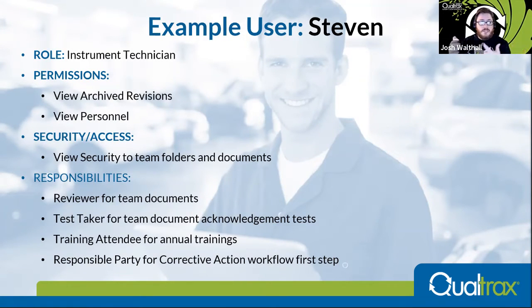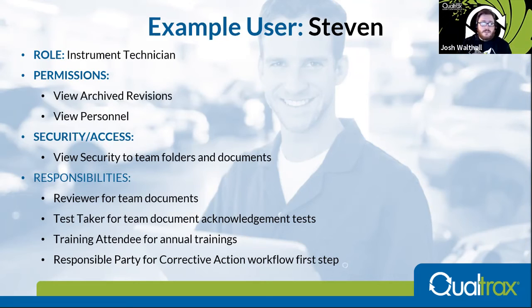Stephen has a lot of stuff that he can do. There are a lot of things that do fall within the scope of his role. There are a lot of things he's responsible for. There are a lot of documents that he can access. There's tests and trainings that he needs to take. There's workflows that he can launch. But his scope is fairly limited. So this is an example of someone who can have a fairly limited scope, but still be able to do a lot of stuff.